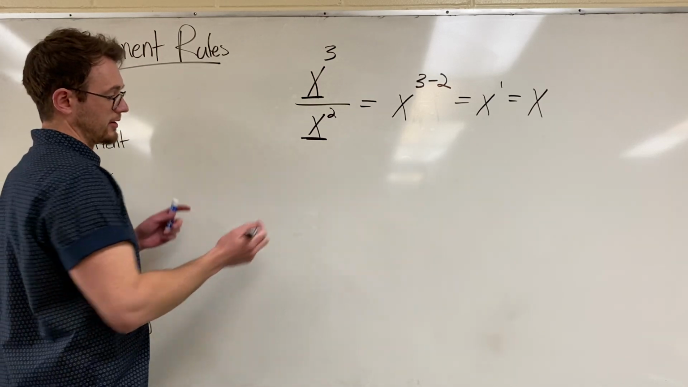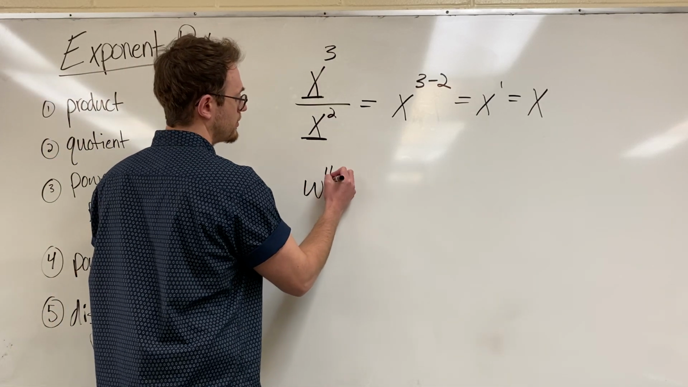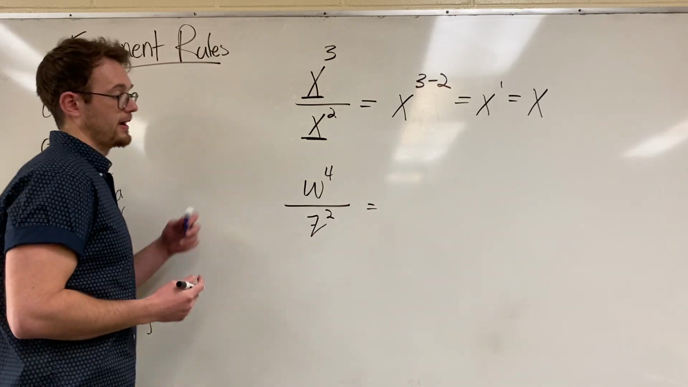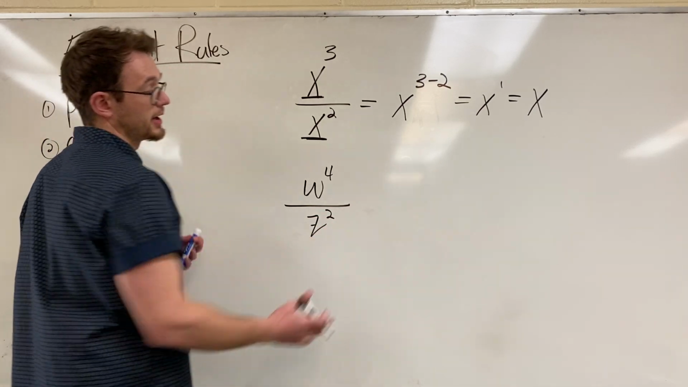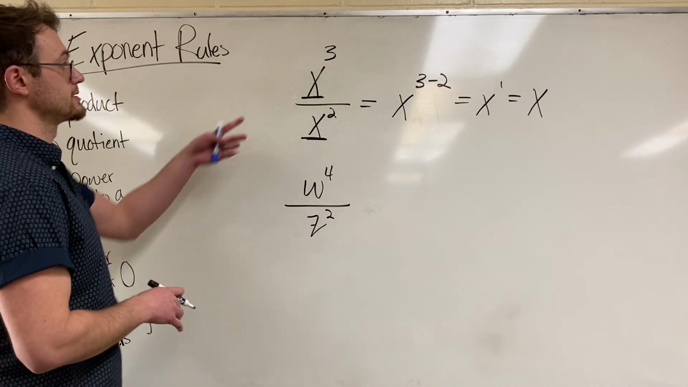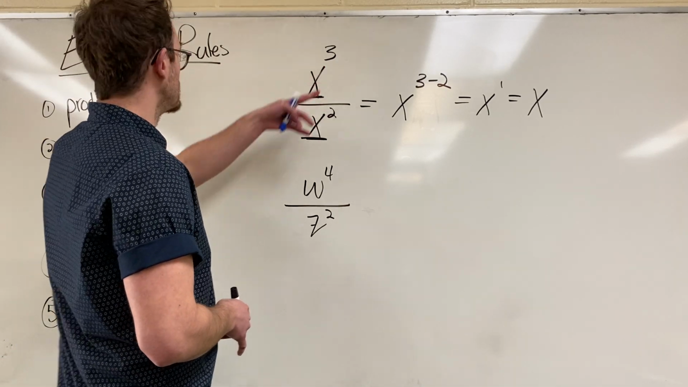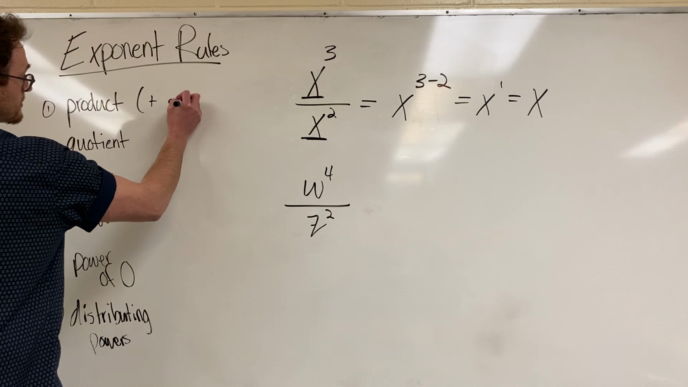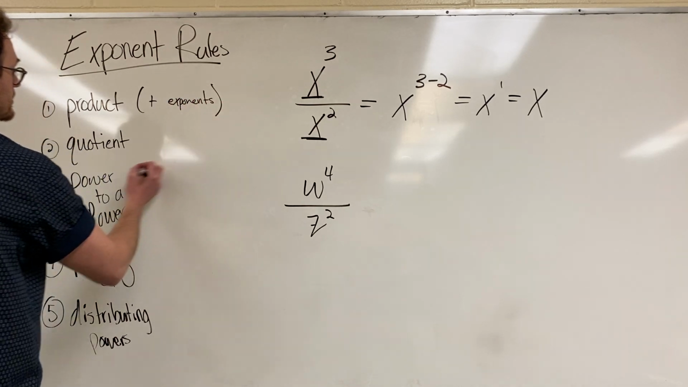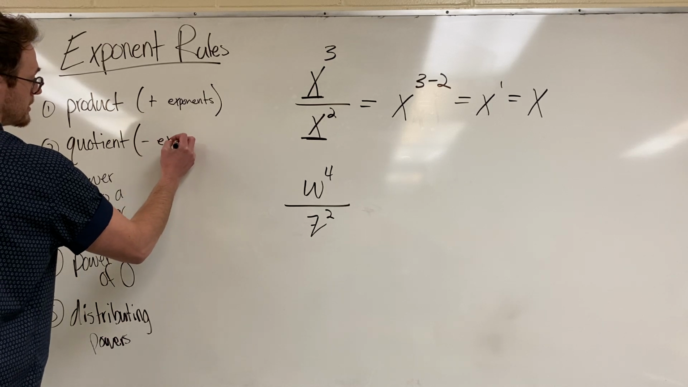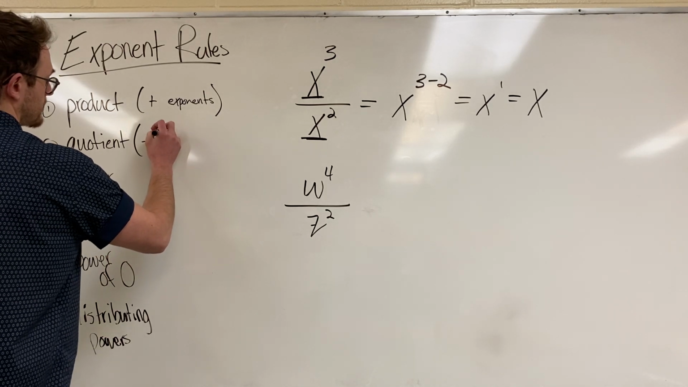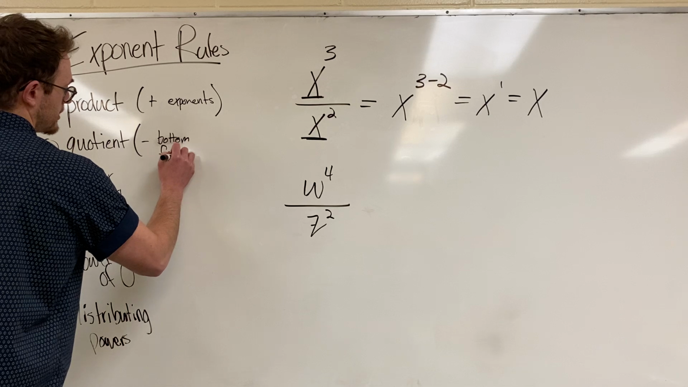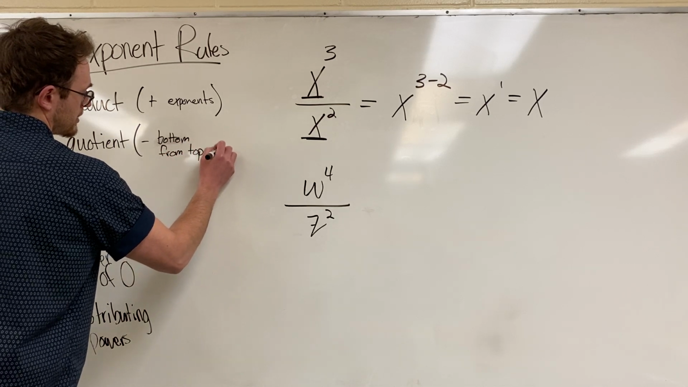All right, again, if I had, I don't know, w to the 4th over z squared, I can't do anything with that. I'm not going to rewrite it. I can't do anything, not the same base. Same bases, subtract the exponents. That is the quotient rule. Product, add exponents. Quotient, subtract the bottom from the top exponent.